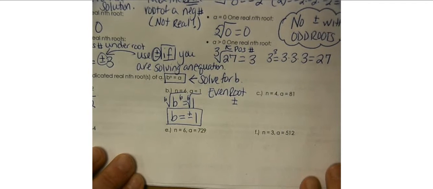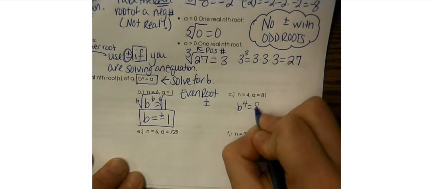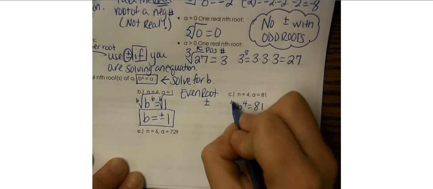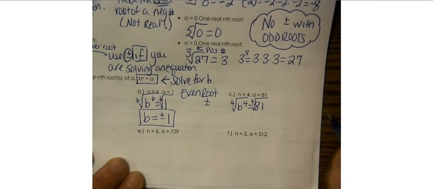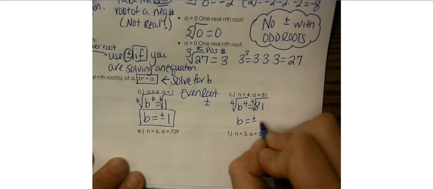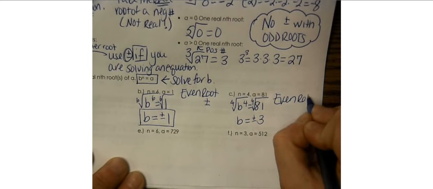For letter C, I'm going to write b to the 4th power is equal to 81. From here, I'm going to take the 4th root of both sides. This is an even root. So I'm left with b is equal to plus or minus 3. So once again, we have an even root, and we'll have plus or minus in our answer.